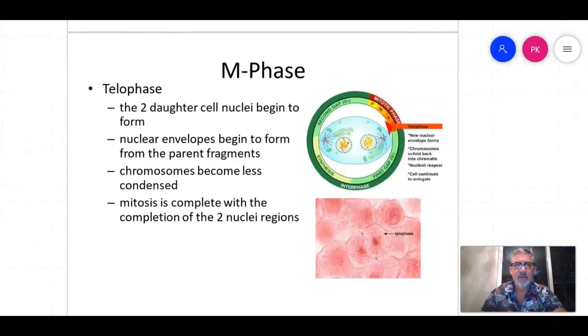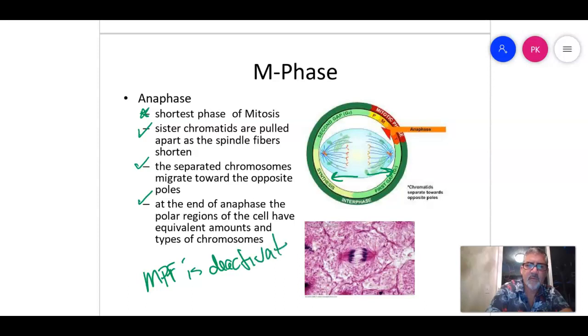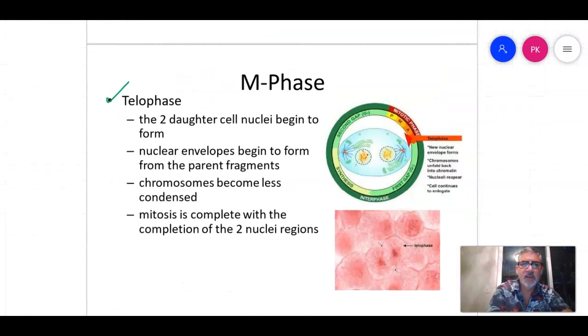And then you have telophase. Tele means away or far. So here we go. Remember, if I go back up here, an important part is that MPF is deactivated. Remember, MPF is holding those pieces of the nuclear envelope, so they can't reattach. So it's deactivated, and as we get into this phase, the nuclear envelope begins to form.